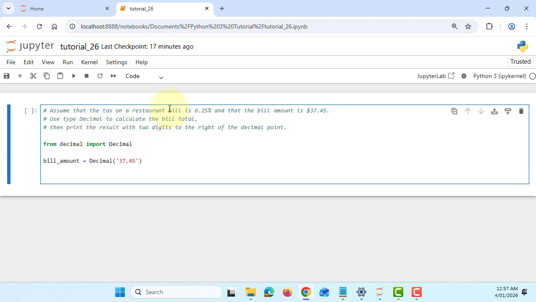And then we're going to look at the tax rate. Okay, tax is 6.25. So I will say tax rate. Again, this is 6.25, which is going to be 0.0625. Okay, we are going to use a decimal.